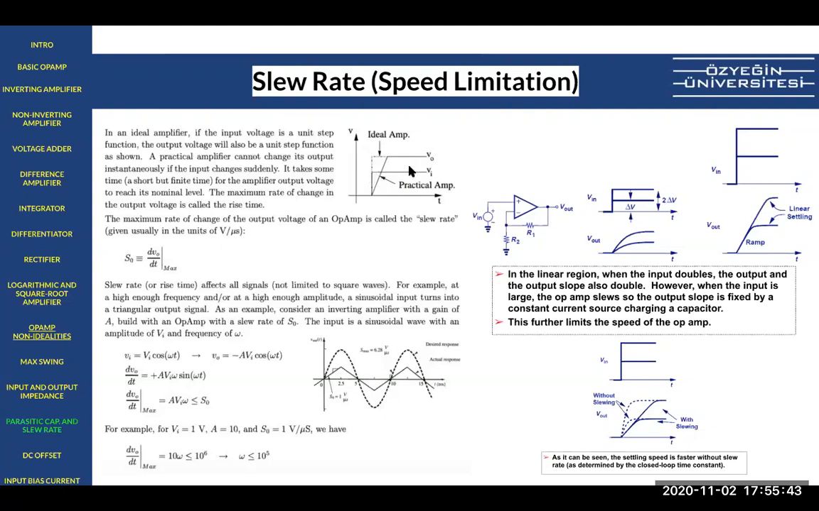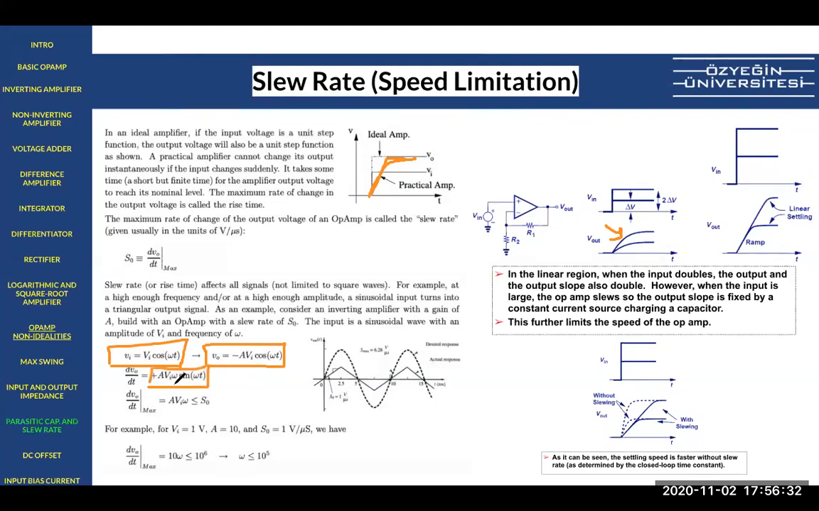This is your input, ideal amp. You want to see the dashed lines. In the non-ideal practical case, you'll see some kind of rate charging, like exponential, right? This is your input, and of course you multiply with a minus A. This is your output. And if we take the derivative of this output signal, it will be this.